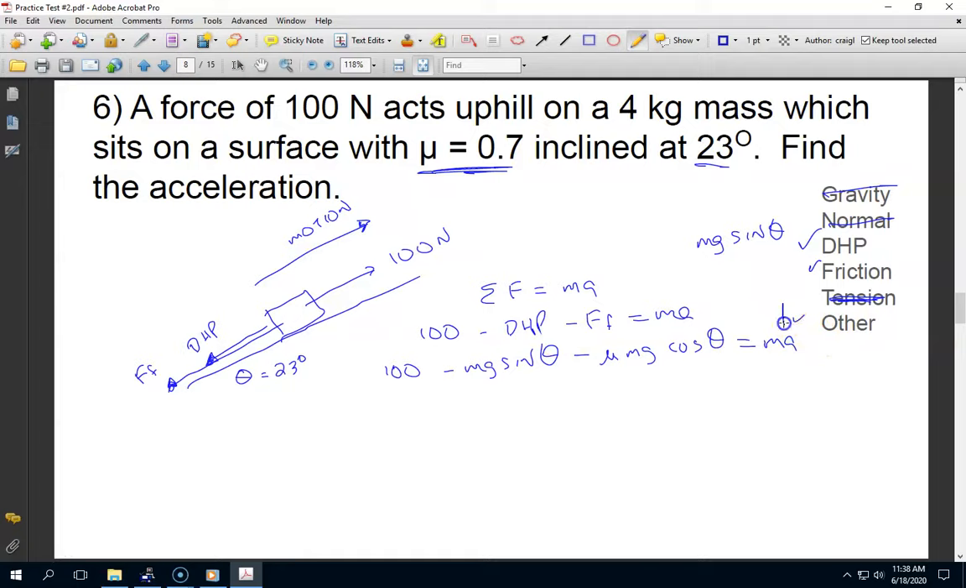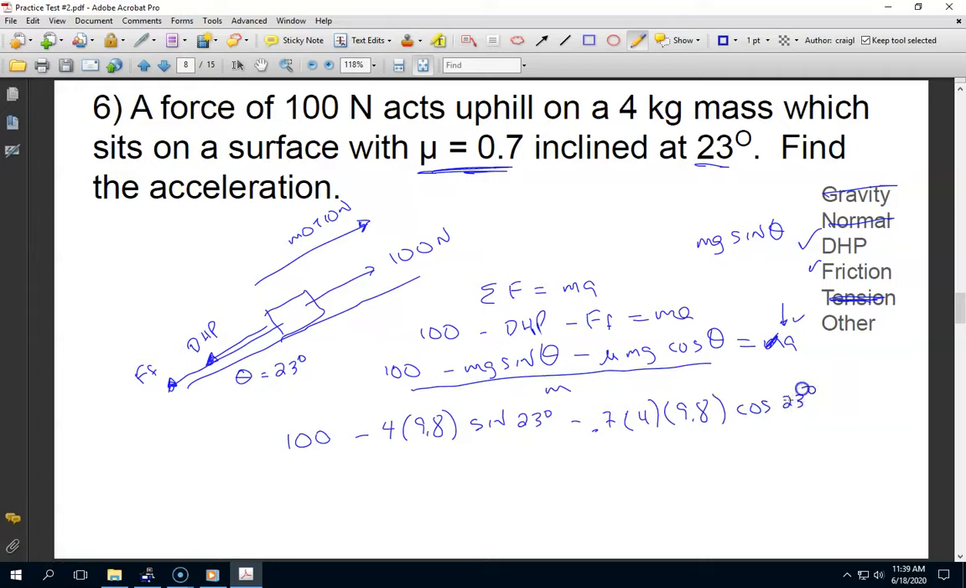But I'm looking for a way over here. So I can divide through by m to save a little bit of space, and I'm lazy. Let me just cross it out on the right. I'm going to divide both sides by m. It canceled over there, came over here. All right, and we can put those numbers in. 100. The mass is 4 kilograms. Here's 9.8. I'm being super lazy with my units here, but I'm just trying to get these problems done for you. 100 minus 4 times 9.8 times sine of 23 degrees, minus 0.7 times 4 times 9.8 times the cosine of 23 degrees.